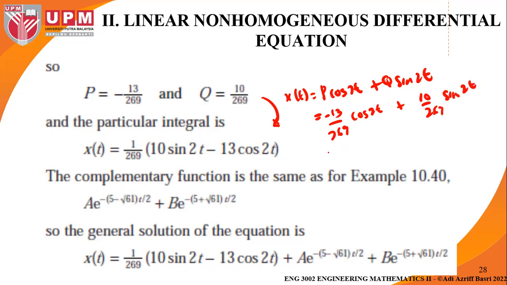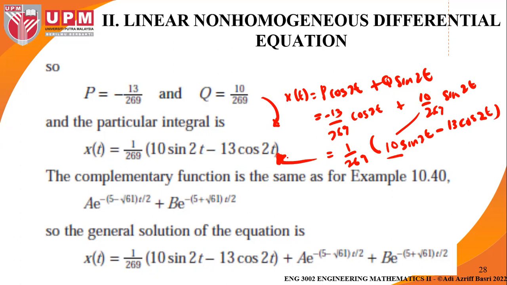So this one can be simplified. You just take out the 1 over 269. So automatically you get the first one. We put the positive sign first: 10 sin 2t minus 13 cos 2t. So this is the similar answer here.